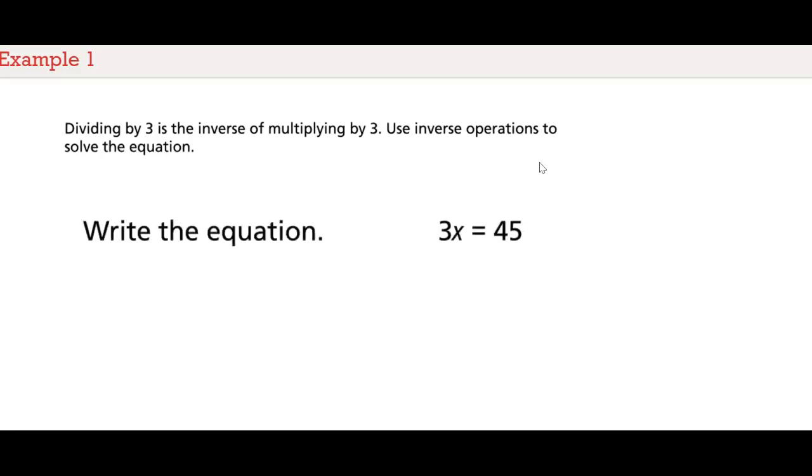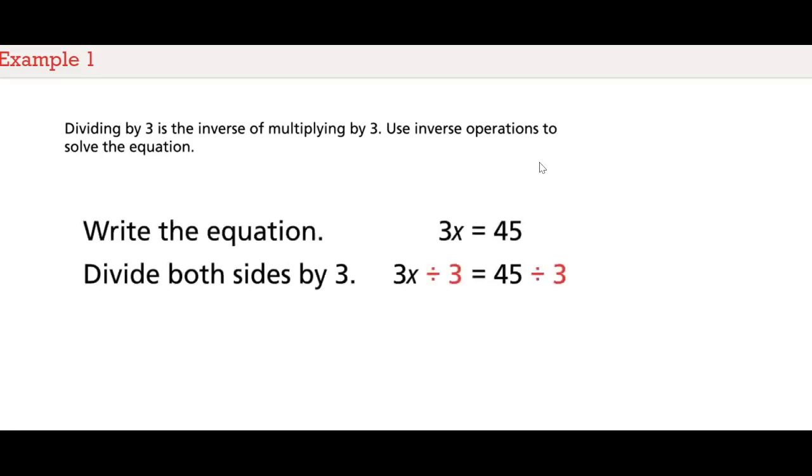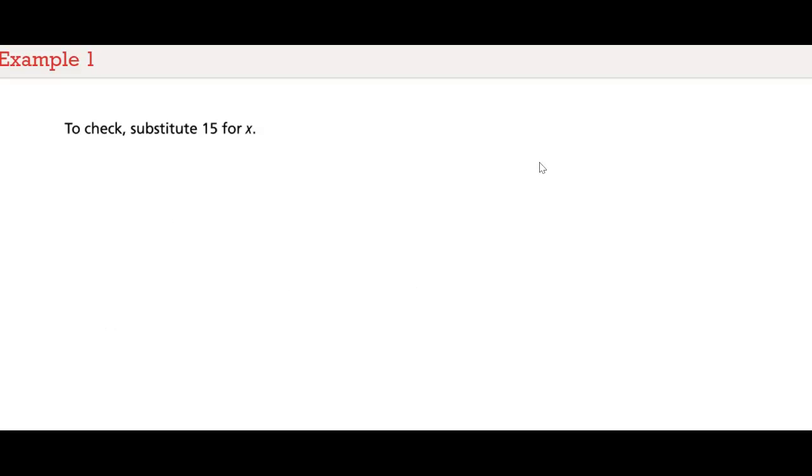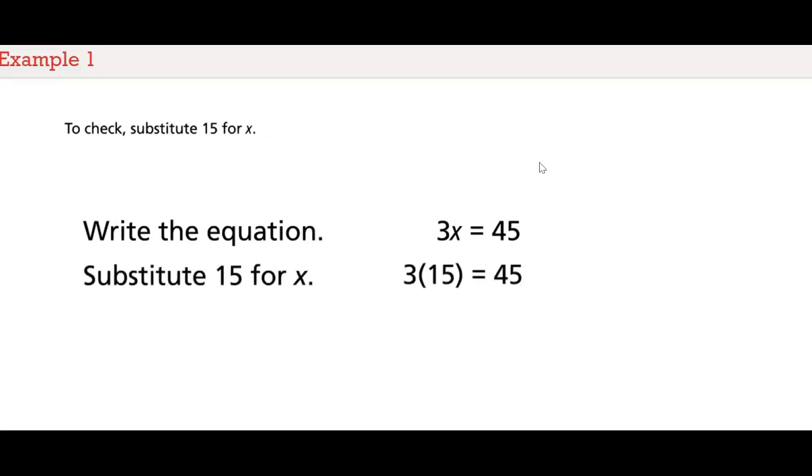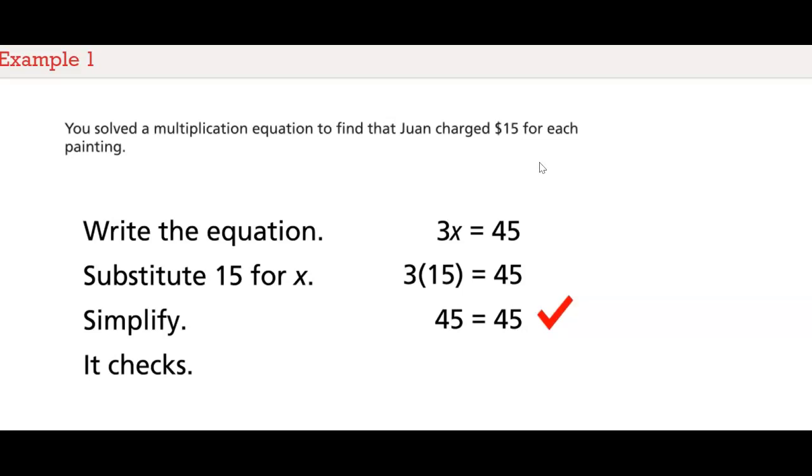Write the equation. Divide both sides by 3. Simplify. To check, substitute 15 for x. Write the equation. Substitute 15 for x. Simplify. It checks. You solved a multiplication equation to find that Juan charged $15 for each painting.